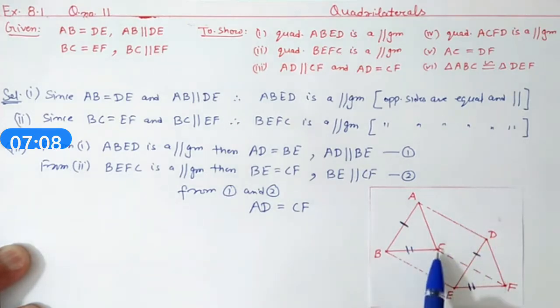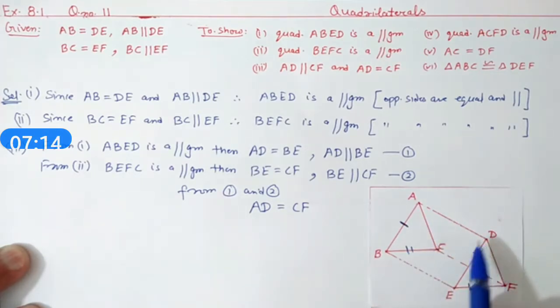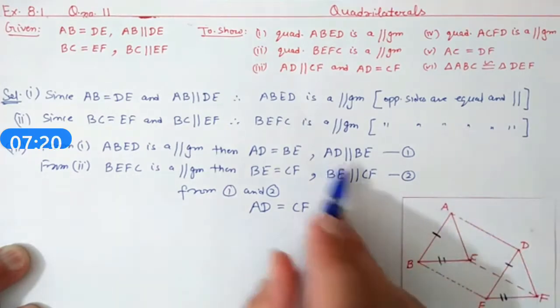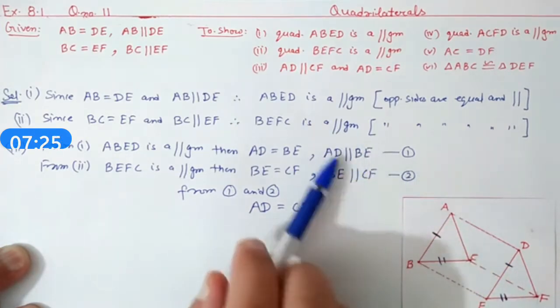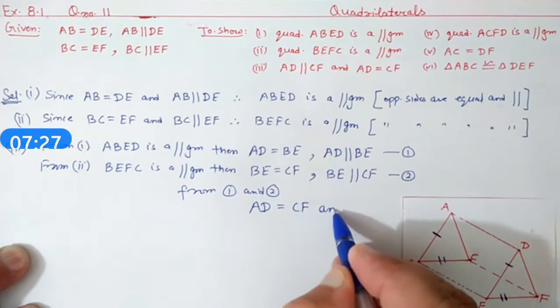You have to write here AD parallel to CF also. Because you can see that AD equal to BE था बेटा और BE equals to CF था, तो AD और CF आपस में equal हो जाएंगे और same यही condition parallel पे भी लग जाएगी. So you will write here AD parallel to CF.